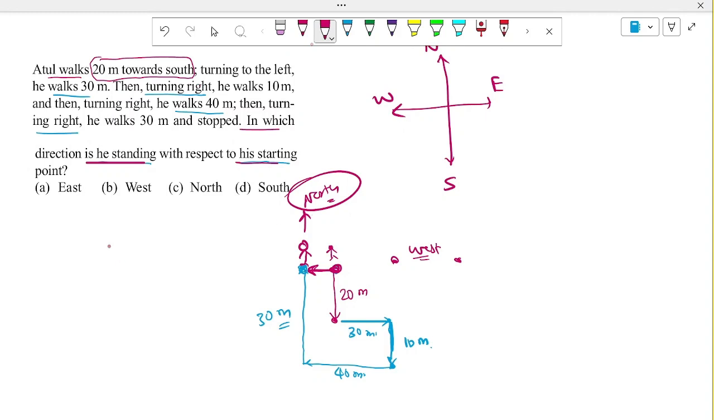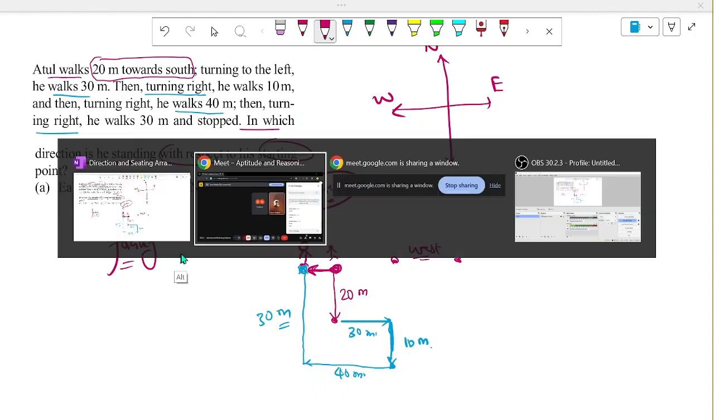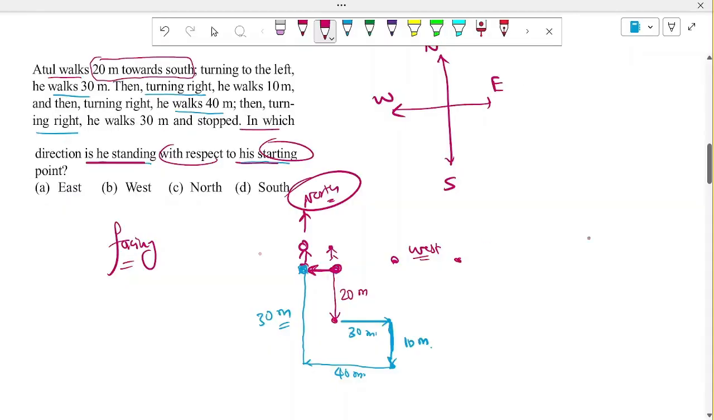There is a difference between the direction in which he is facing and where he is standing with respect to some point. Okay. Imagine there is a person standing here and another person standing here. With respect to him, in which direction is he standing? He is standing in the west.